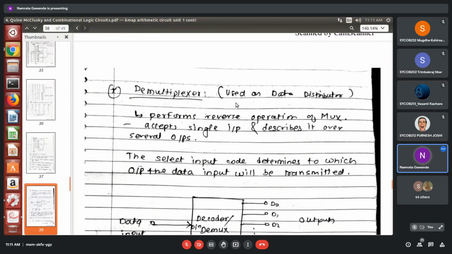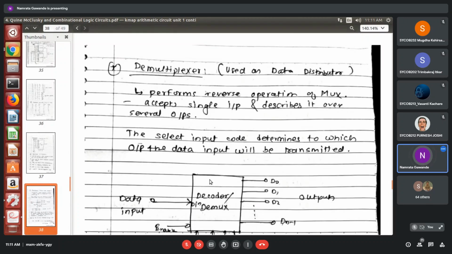So I will just tell you the concept of demultiplexer. 10 minutes are there. Any doubt you can ask me, I cannot see the chat box. If you are having any doubt, you can ask me.